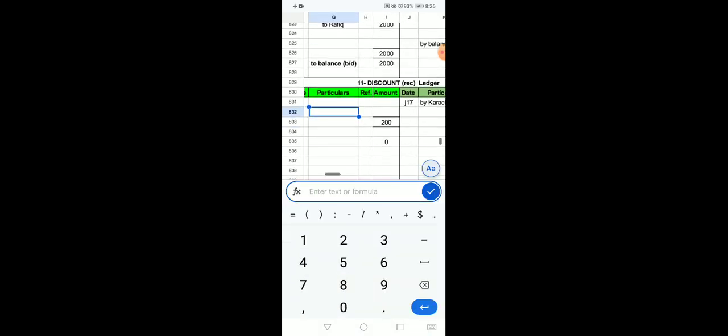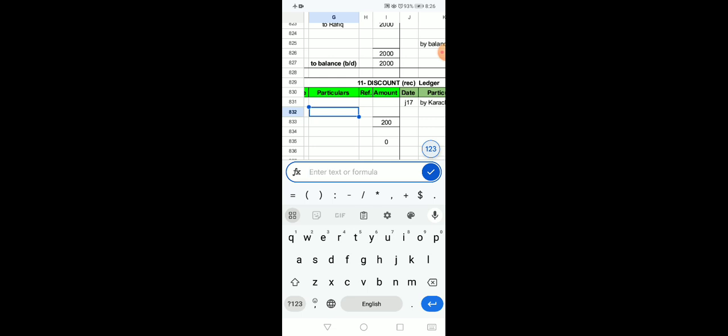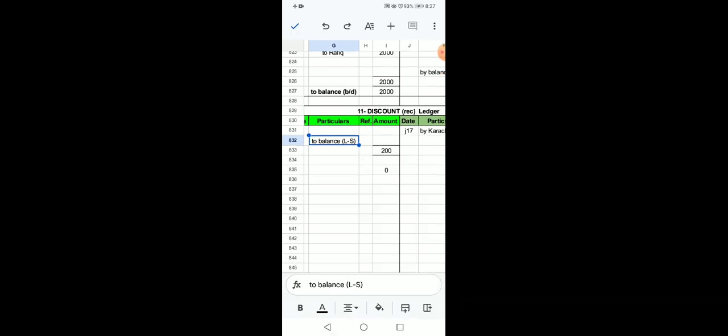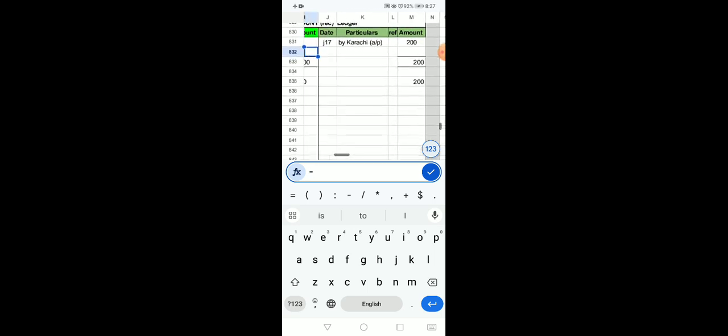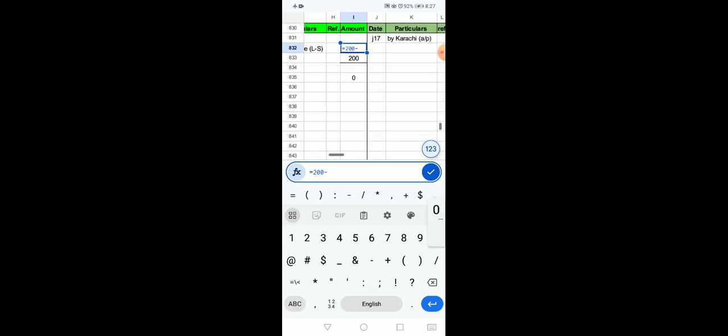Third step, choose the smaller side. Smaller side is the debit side as its total was 0. Write down over here to balance. This is the initial balance. How would you calculate this initial balance? By subtracting the smaller total from the larger total. That means larger total minus smaller total. So calculate what was the larger sum in discount received. Here 200 was the larger sum, smaller sum was 0, as you can see. This way you have calculated your balance for the discount received.